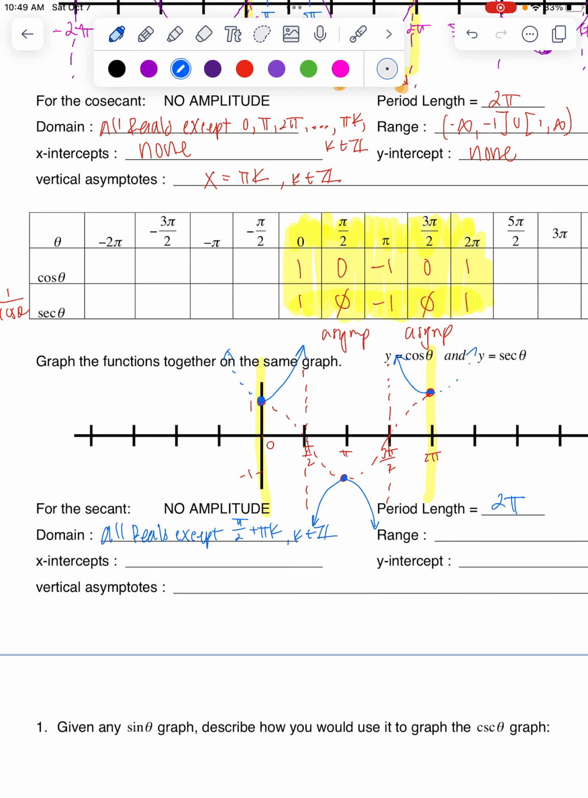Now this means we just have pi over 2, right? That's our first asymptote. If we added another pi, so we have pi over 2 plus pi times 1, that would give us 3 pi over 2, which we see the other asymptote. If I have pi over 2 plus 2 pi, that would give us 5 pi over 2, which would be our third asymptote. So that makes sense.